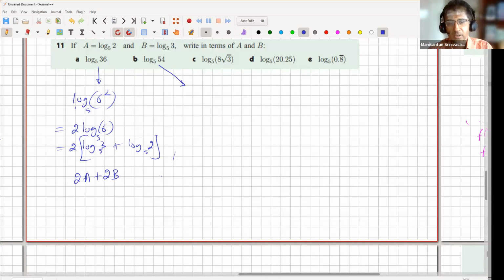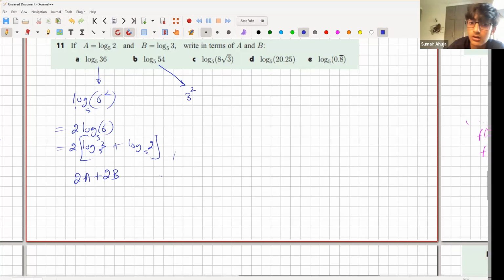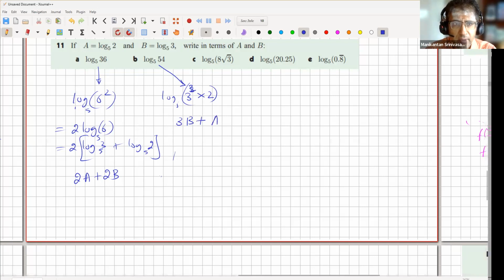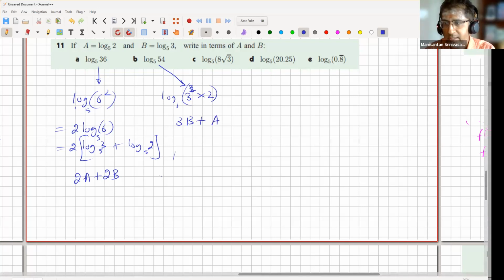Sumer, you want to take this, log 54 to the base 5? Yes, I think it's just 3b plus 2a. Wait, 1 second. So this is 3 square times 2, right? So log to the base 5. So yes, 3 cube, I'm sorry, 3 cube. 3 cube is 27, right? So it's 3 times log 3, so it will become 3b. And then 1a, correct? Log 2 to the base 5. So a plus 3b. Yes, right. Okay.